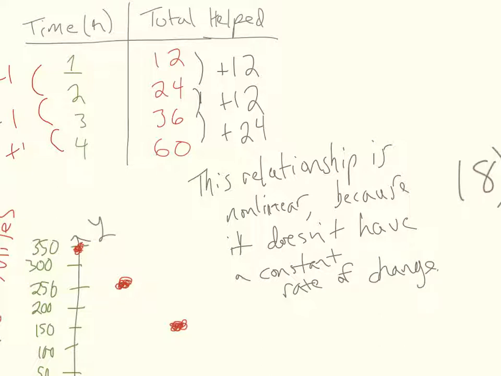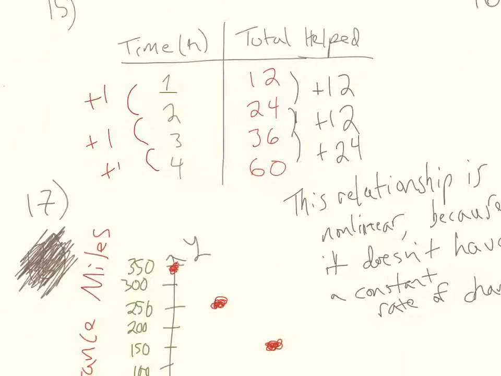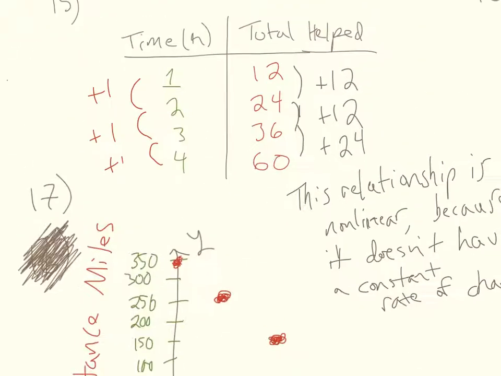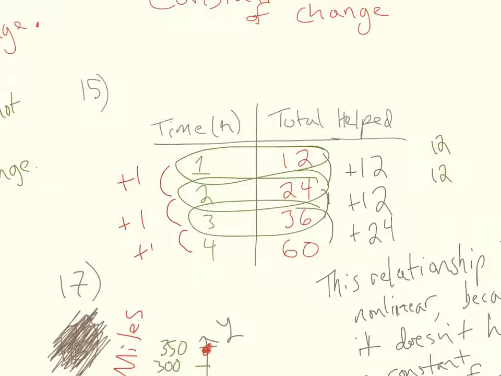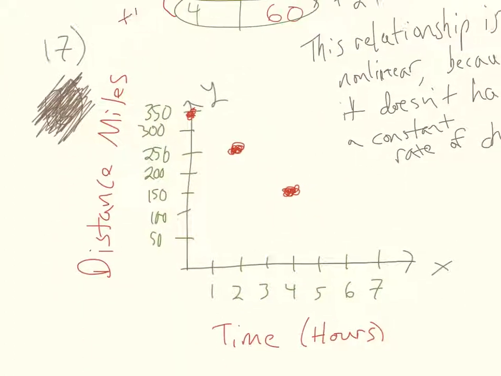Alright, let's go ahead and jump on down to number 17. Quick side note, the other way, I forgot to mention this, the other way that we could figure out the rate of change is to just divide the right column into the left column. So here I would do 12 divided by 1, and that would give me a rate of change of 12. Here I would do 24 divided by 2, and that would get me 12 as well. 36 divided by 3 would get me 12. And here, 60 divided by 4 would get me 15. So once again, we can see that that is not a constant rate of change.